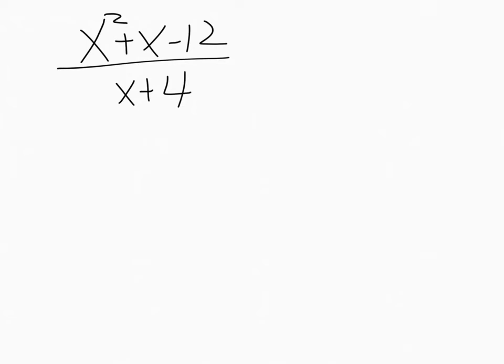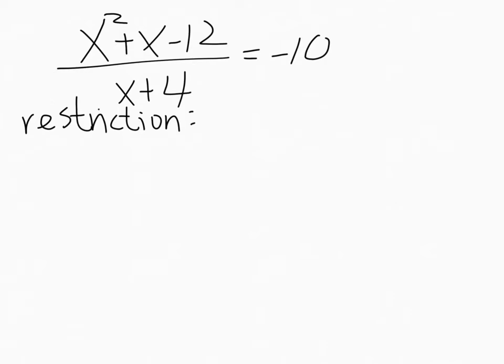Question number 7. We're asked to solve for x. This is an equation now: x squared plus x minus 12 over x plus 4 equals negative 10. So again, when it comes to equations, you can solve for the exact x values. What's the restriction? Don't forget to put on your restriction as your very first step. What are restrictions? Those numbers that will make your denominator equal to 0. So I think at this point you should know my x cannot be negative 4. Make sure you exclude this number from the beginning.